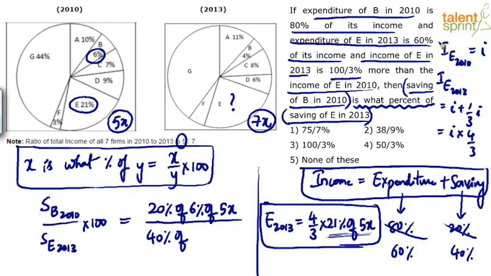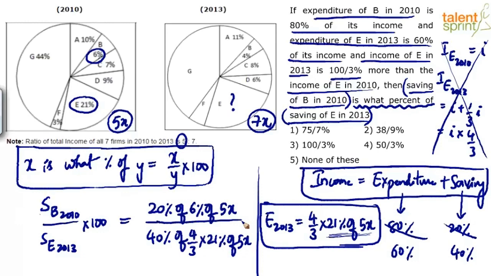Please do not do this in the exam. I mean, don't put pen on paper to evaluate all this in the exam. You should be able to do that mentally. So savings of E in 2013 is 40% of income of E in 2013. And income of E in 2013, as we have calculated, is 4 by 3 times of 21% of 5x. Done. Do the calculation and get the answer.